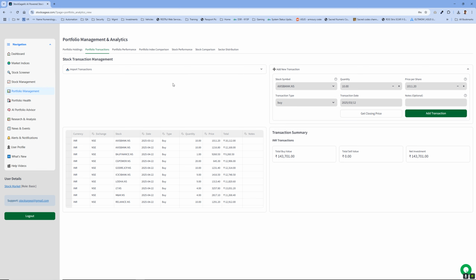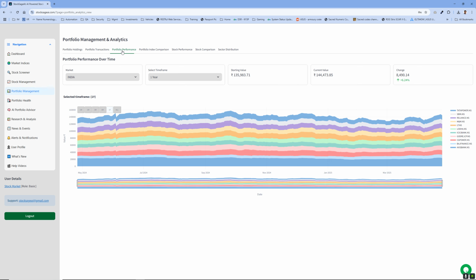Now let's move on to the next tab, which is the portfolio performance. Here you can review the performance of your stocks in terms of the time frame you choose from this drop down, what the starting value was when you invested in those stocks, what the current value is, and the overall change, that is, the profit or loss of that portfolio.